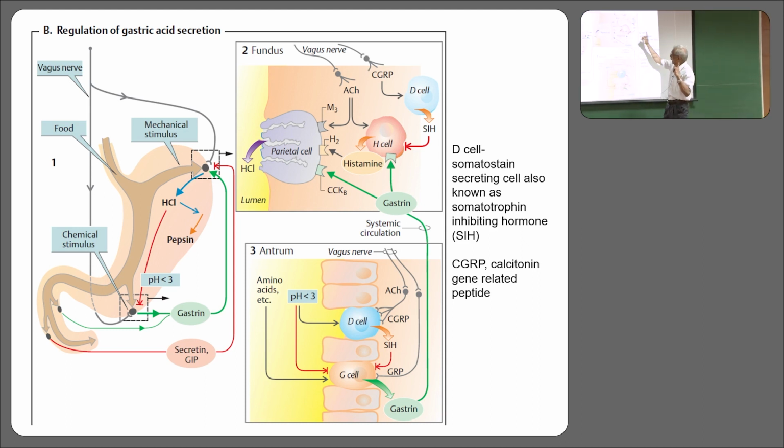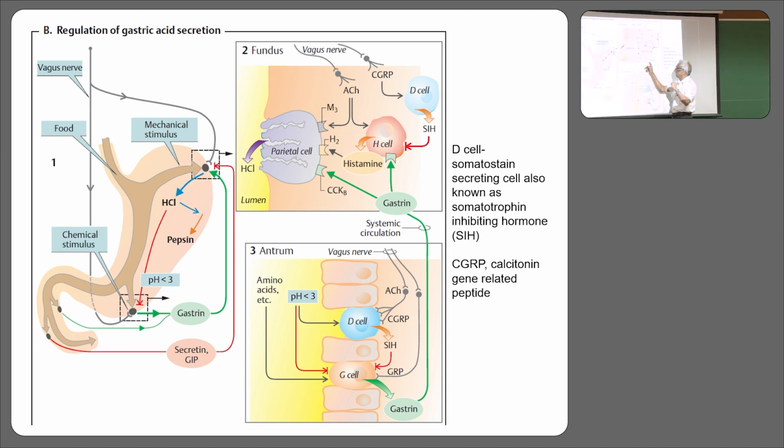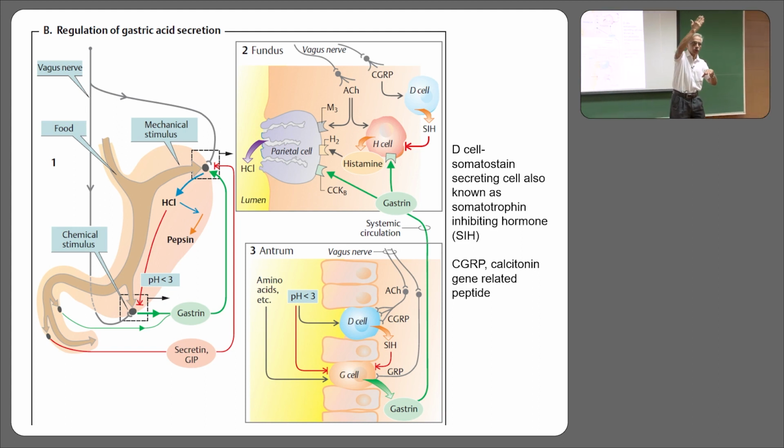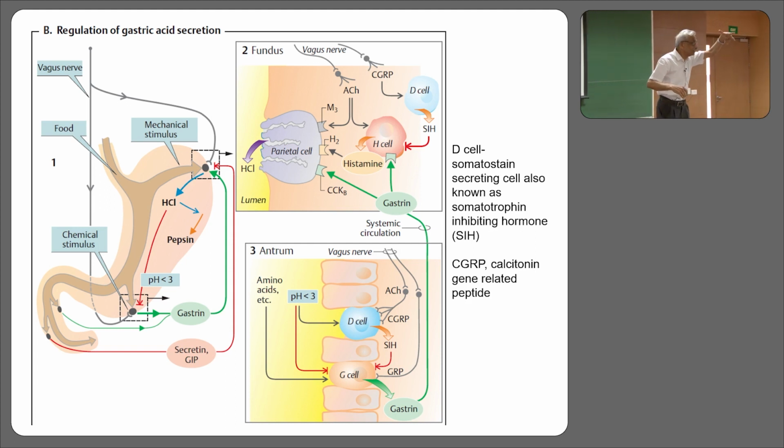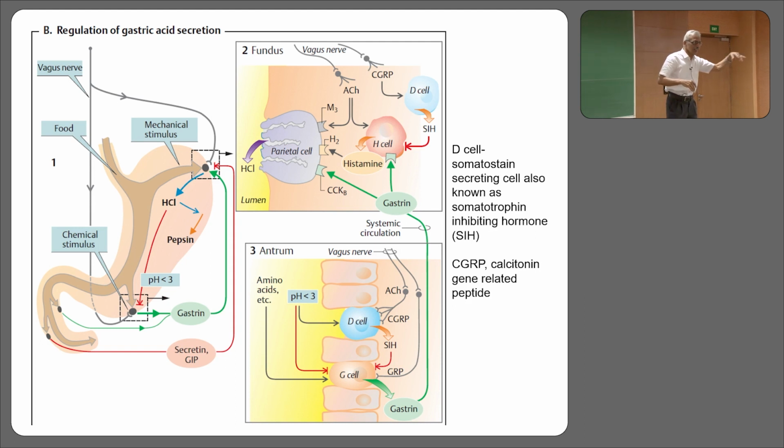And where does it act on the parietal cell? This is the parietal cell, and on the parietal cell there is a receptor. That receptor is also a 7-transmembrane receptor. Somewhere outside it can bind with gastrin. It can also bind with cholecystokinin.